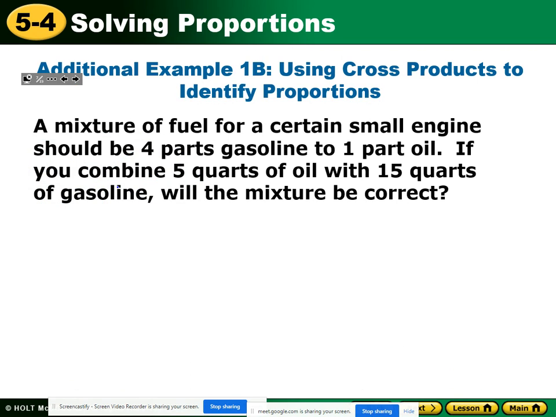So on we move. Now here's where you're going to be using this stuff at. All right? So a mixture of fuel for a certain small engine should be 4 parts gasoline to 1 part oil. So when you set this up, 4 parts gas to 1 part oil. Okay? Make sure you label things. When you make a chainsaw, when you have many of your weed eaters, a lot of these things are there.